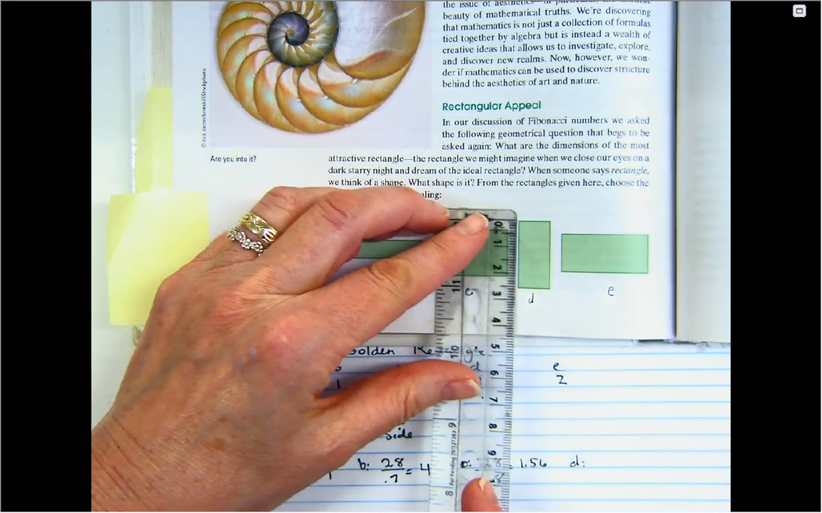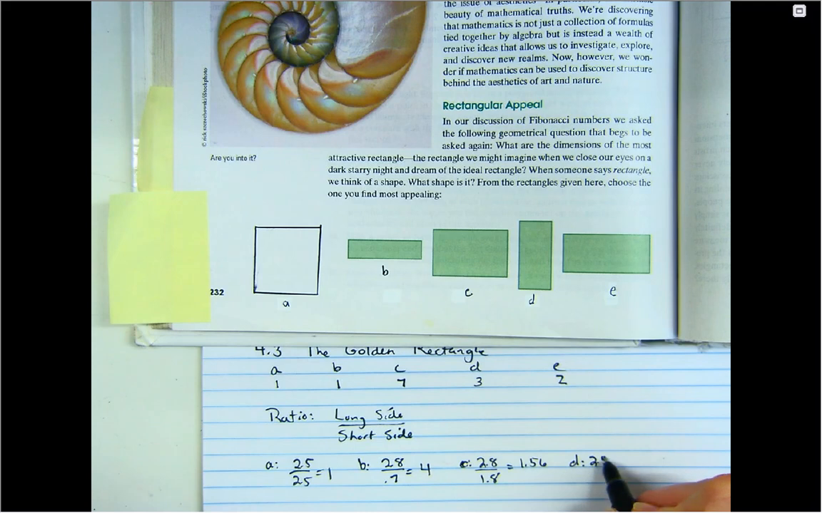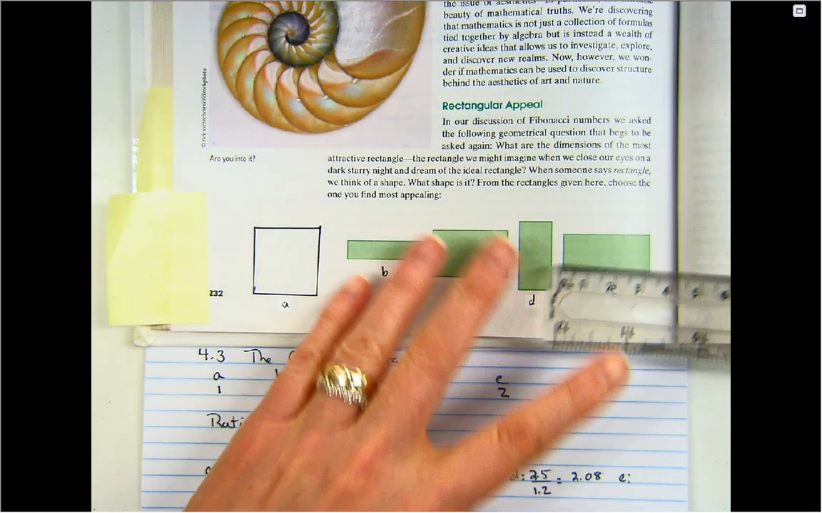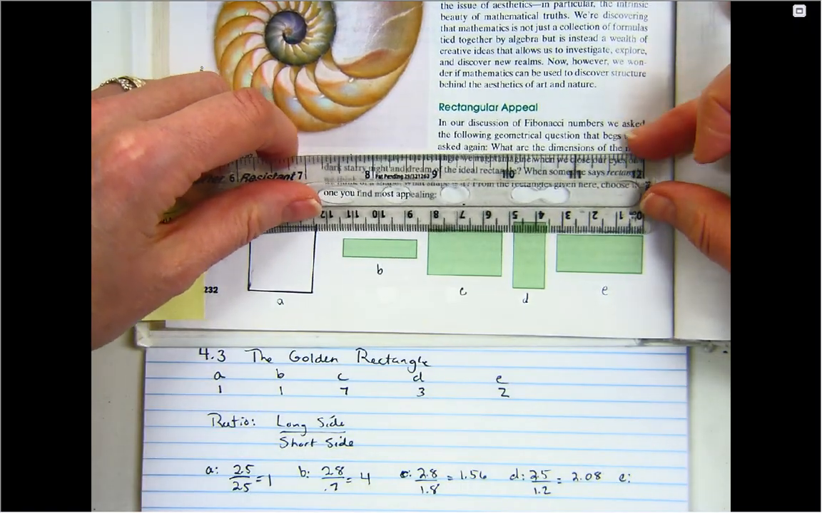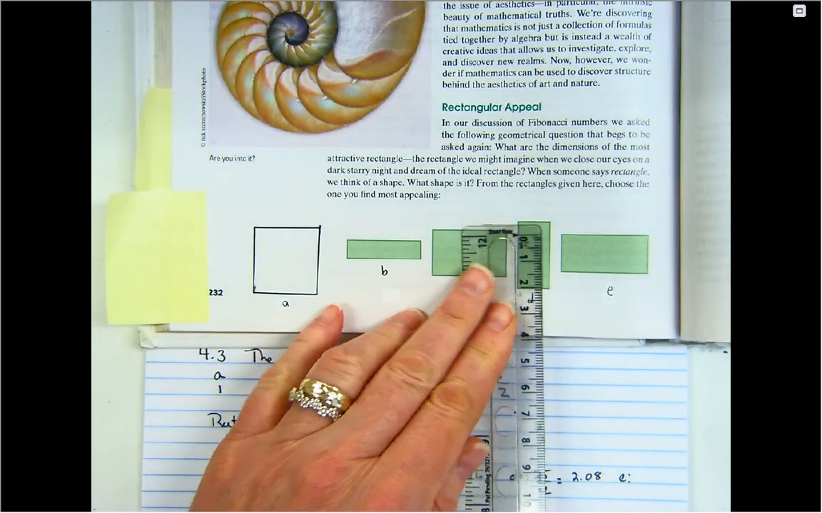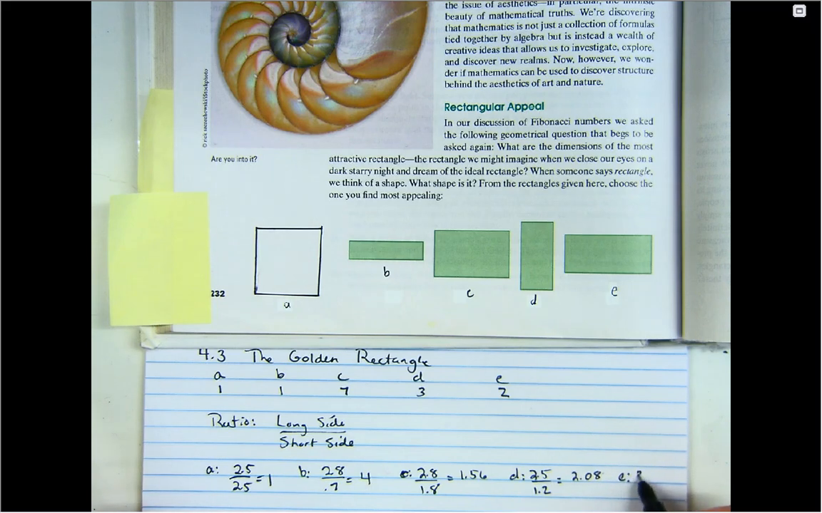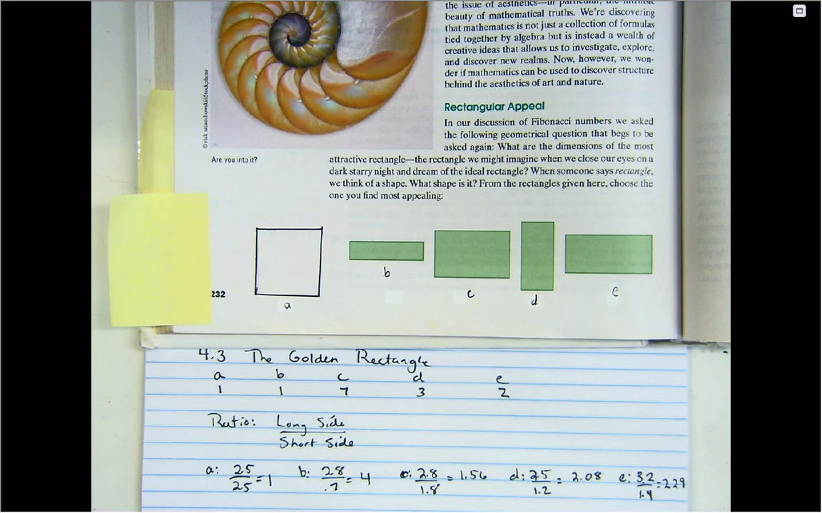D is 1.2 to 2.5, so 2.5 divided by 1.2. So a little more than twice as tall as it is wide. So we put the long side divided by the short side. And one more, E. E is 3.2 divided by 1.4. 3.2 divided by 1.4, 2.29. So some of you prefer a bigger ratio, much wider compared to its height.